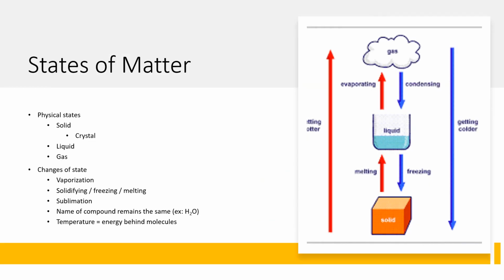Finally, we'll talk just briefly about the different states of matter. You should probably be pretty intuitively familiar with this from cooking and things like that. So your basic physical states are solids, liquids, and gases. A crystal is a solid with a regular repeating molecular pattern that dictates its shape.